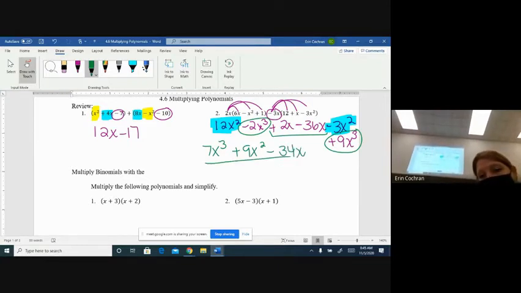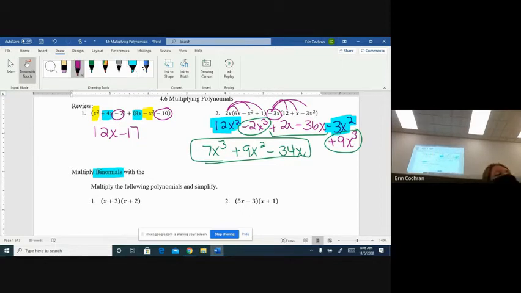All right. Any questions with that? Now, what we're doing is before we multiply monomials to polynomials, right? Now we're going to be multiplying binomials, okay? And what are binomials again? Two terms, right? Two terms.